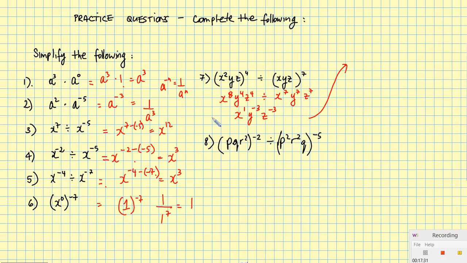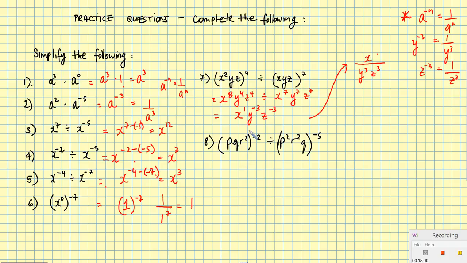Now, because I do not want to have negatives in my answer, I'm going to end up having x to the power of 1, or just x, and that'll all be over y cubed z cubed, because again, I used the rule a to the negative n equals 1 over a to the n, so that y to the negative 3 is like saying 1 over y cubed, and z to the negative 3 is like saying 1 over z cubed. Okay, next question.